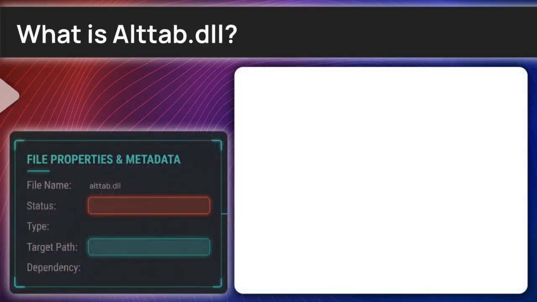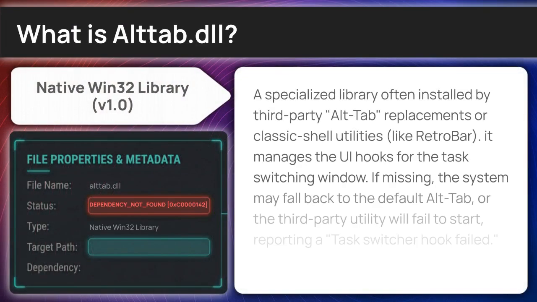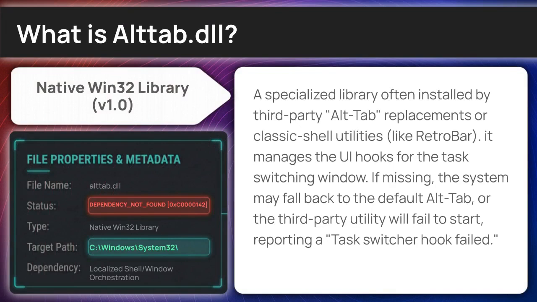This is the Alttab module, a specialized library often installed by third-party Alttab replacements or classic shell utilities, like RetroBar. It manages the UI hooks for the task switching window. If missing, the system may fall back to the default Alttab, or the third-party utility will fail to start, reporting a task switcher hook failed. Understanding the file's role is a great start. Now let's look at replacing it.